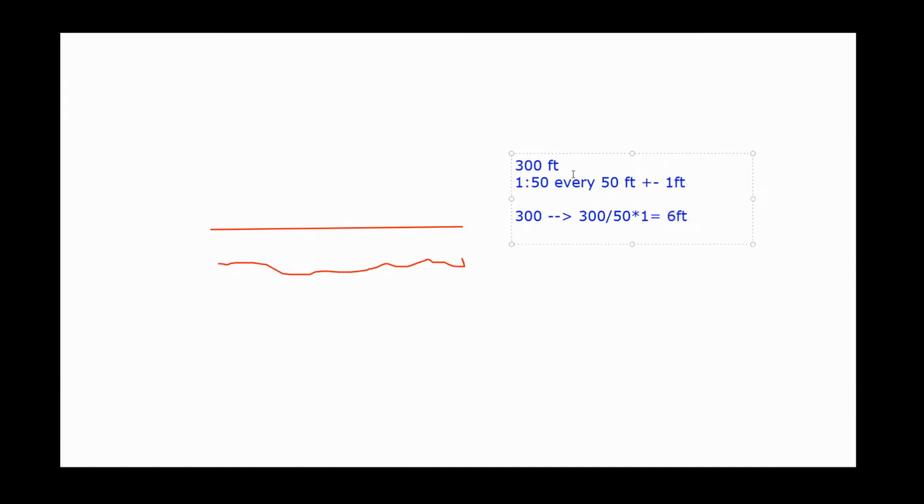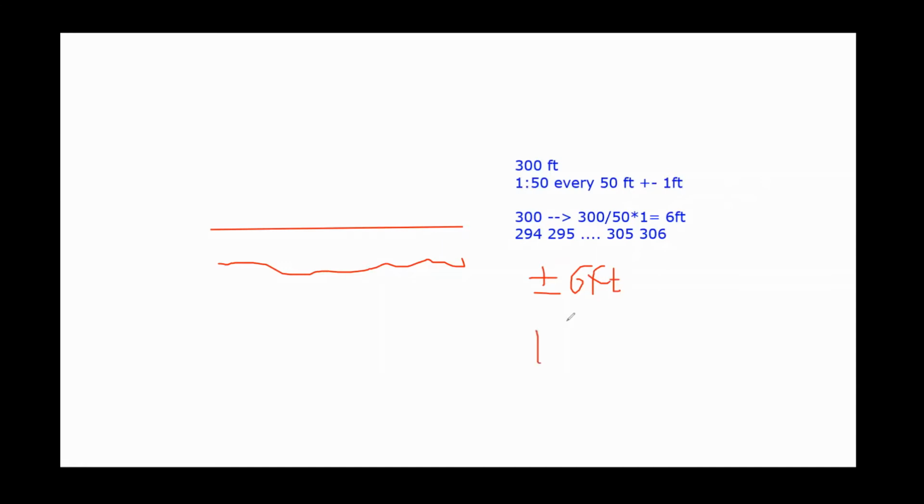So my distance could be 294, 295, all the way to 305, 306. No one can really say; that's what we call the plus or minus. So it's plus or minus 6 feet. You see where the 6 feet came from.